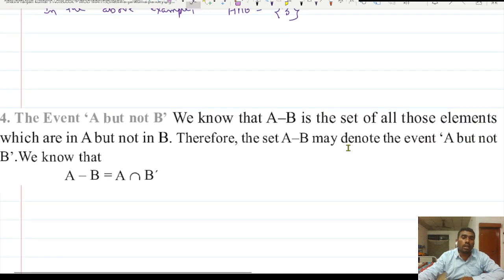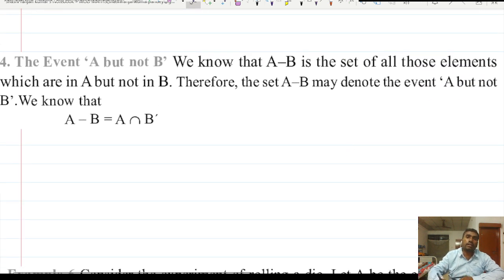Fine. Next one is the event A but not B, right? So you want A but not B, and that is equal to A minus B. The set of all those elements which are in A but not in B is called A but not B or A minus B. Therefore, the set A minus B may be denoted as the event A but not B, right? So this is the case here.